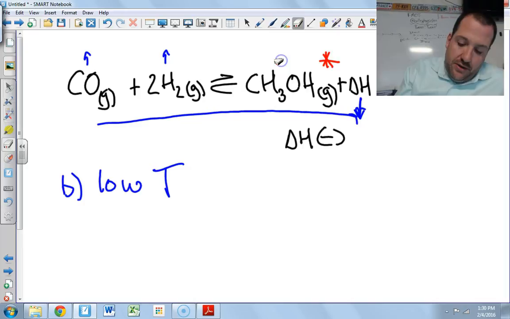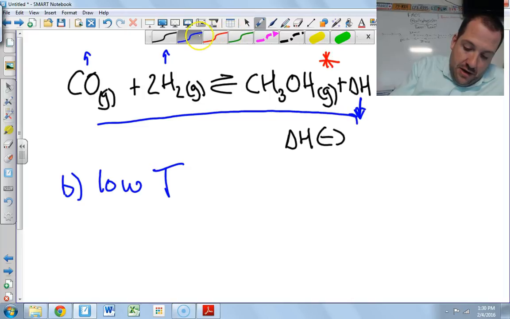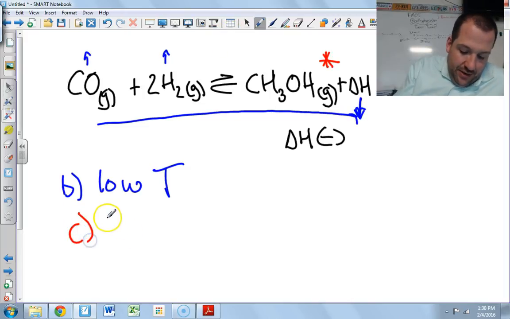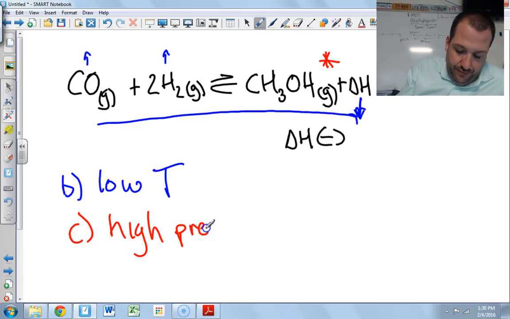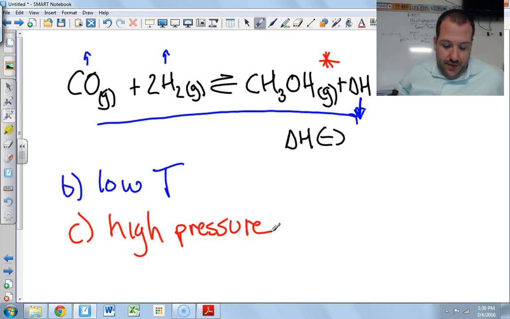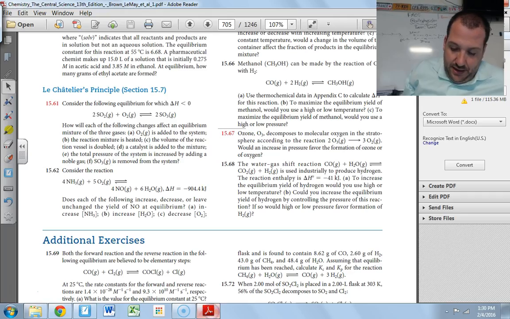So you want to do this at high pressure, because you want to have the reaction shift away from the increase in pressure. And so for part C, you're going to do it at high pressure. Okay? So that's how to do question 15.66.